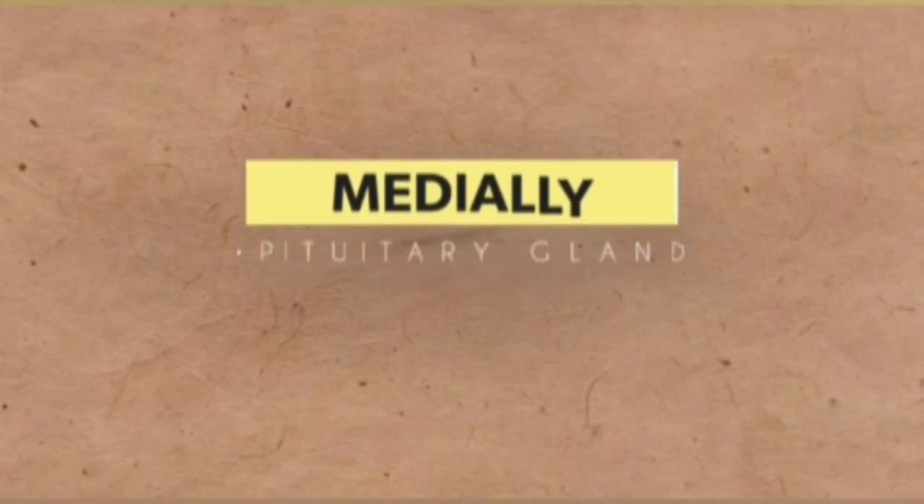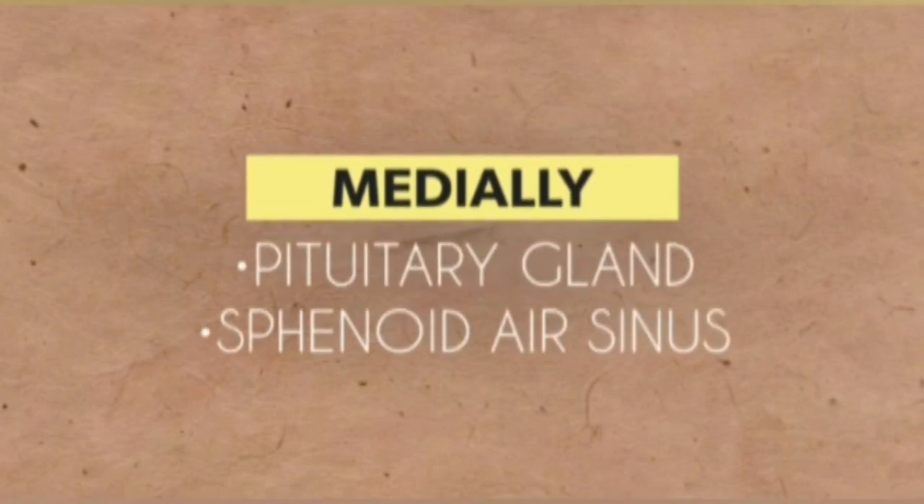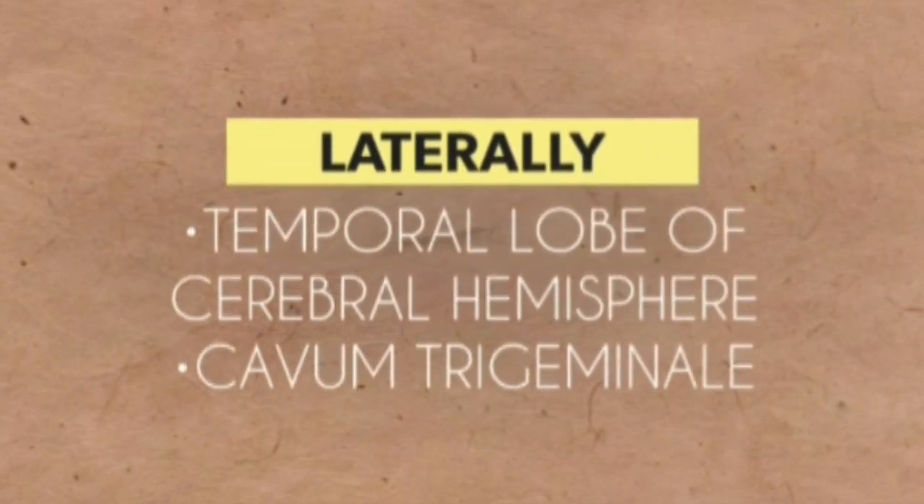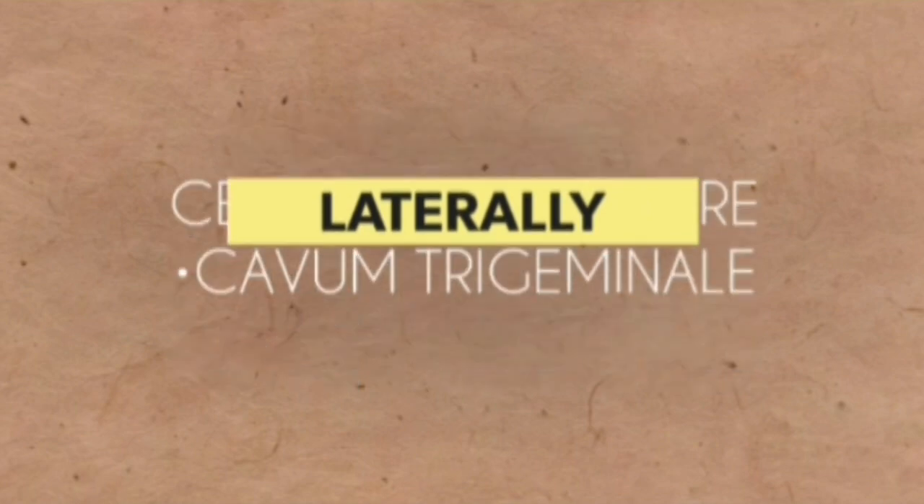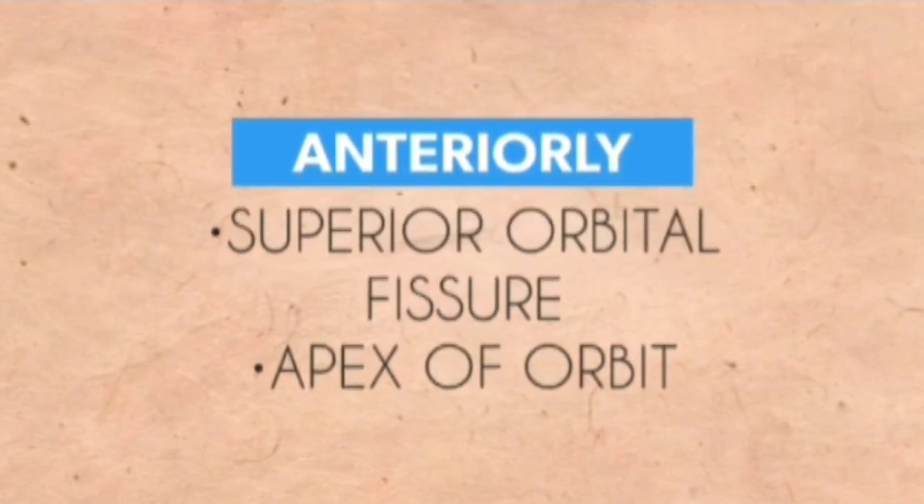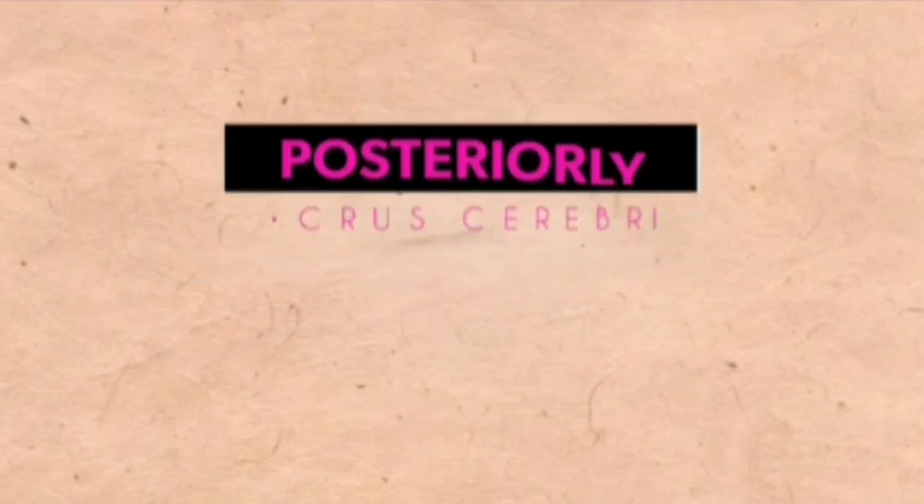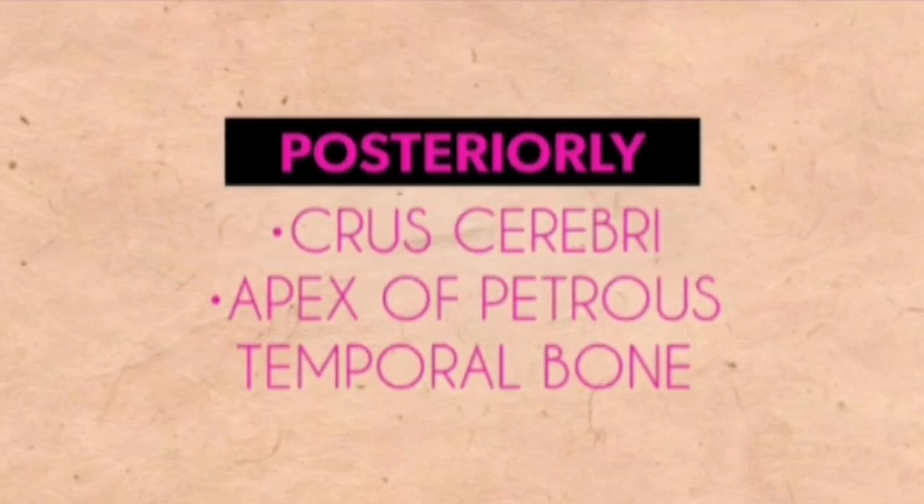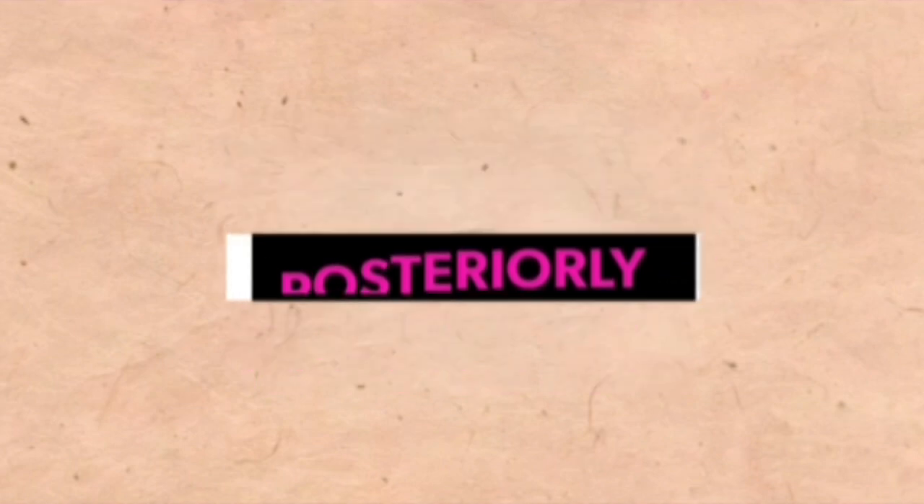The medial relations are pituitary gland and sphenoid air sinus. The lateral relations are temporal lobe of the cerebral hemisphere and cavum trigeminale containing the trigeminal ganglion. The anterior relations include superior orbital fissure and also the apex of the orbit. The posterior relations are crus cerebri of midbrain and also the apex of the petrous temporal bone.